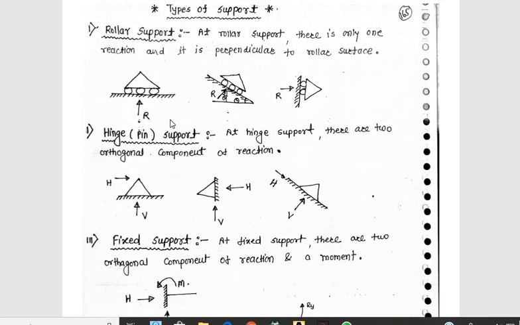Now the next important part that comes into the picture is the types of supports, because our engineering system has some supporting system. It is resting on some medium or support. So for that we have to discuss the types of supports.